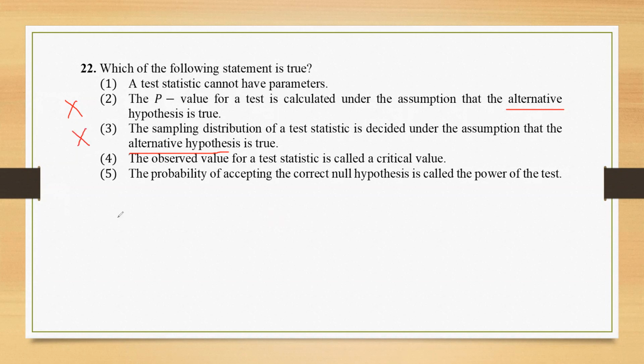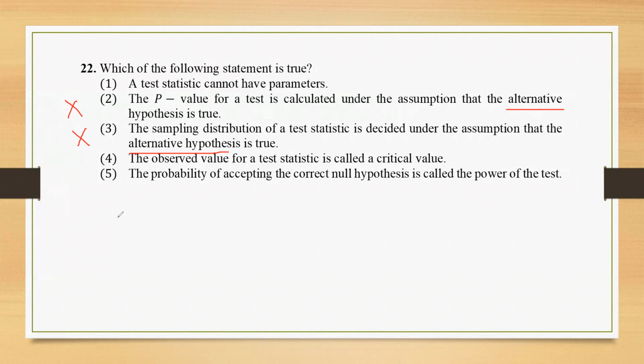The fourth one: the observed value for a test statistic is called a critical value. So that is wrong, right? Critical value is the value that separates the critical region and the acceptance region. That's how we define a critical value. Critical value එකෙන් තමයි acceptance region එකයි critical region එකයි කියන දෙක වෙන් කරන්නේ. Test statistic එකට observe කරන value එක test statistic value කියන තමයි අපි කියන්නේ. ඒකට අපි critical value කියන්නේ නැහැ.